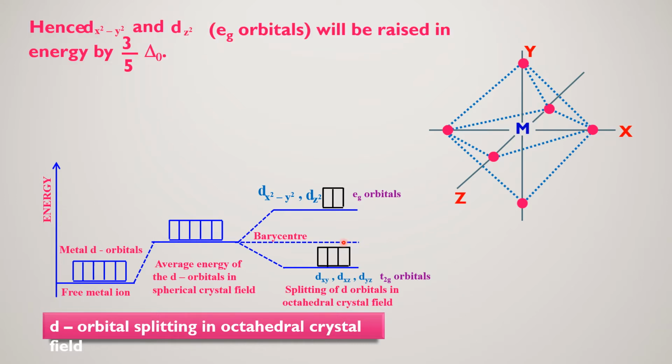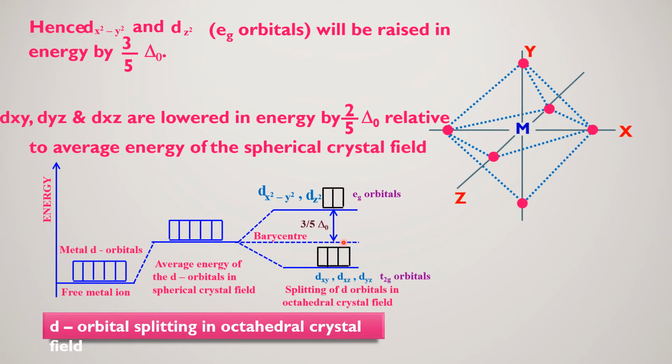Hence the dx square minus y square and dz square orbitals, that is the eg orbitals, rise in energy by 3 by 5 delta naught. Here delta is the crystal field splitting energy, and the subscript o means octahedral. Then dxy, dyz, dxz are lowered in energy by 2 by 5 delta naught relative to the average energy of the spherical crystal field. See the energy difference: it is 3 by 5 and 2 by 5 delta naught.